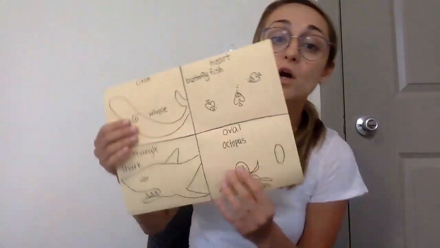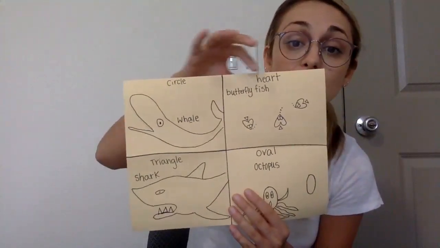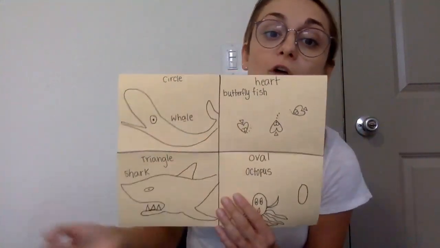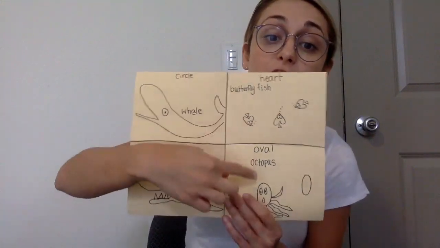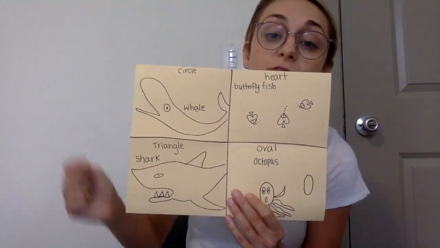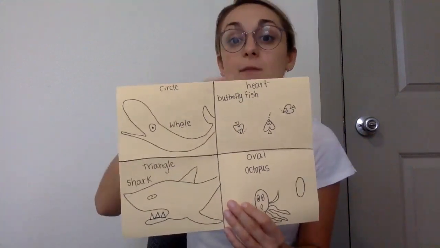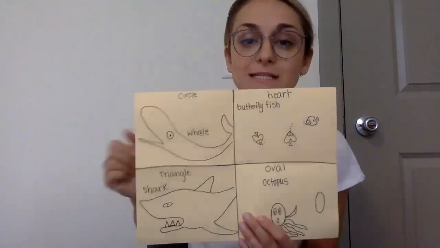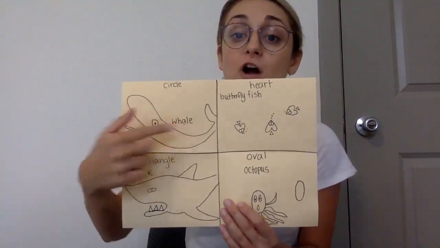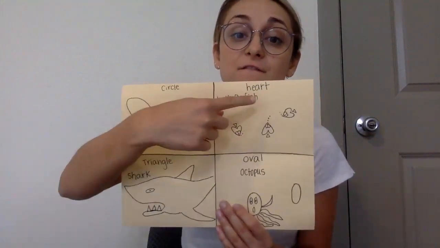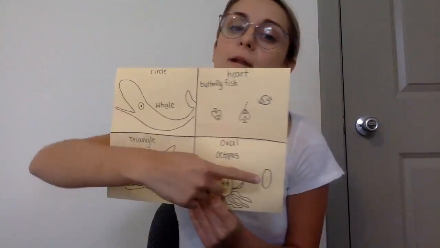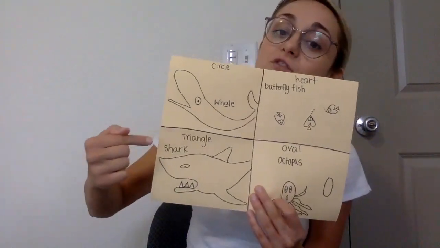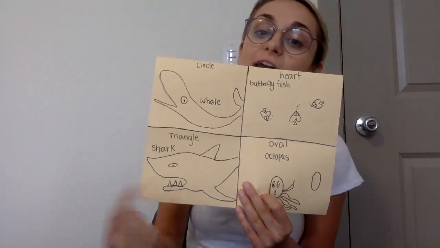So at the very end of this activity, you should have 4 shapes from the story. I chose circle, heart, triangle, oval, that you will then draw the shape. So I drew a circle here, a heart here, an oval here, and a triangle there. And then you will draw the sea animal's shape around it and then label what sea animal it was. I have a whale drawn starting from a circle, butterfly fish starting from hearts, an octopus starting from an oval, and I'm going to finish my last one over there. And then I have a shark starting with the triangular teeth.